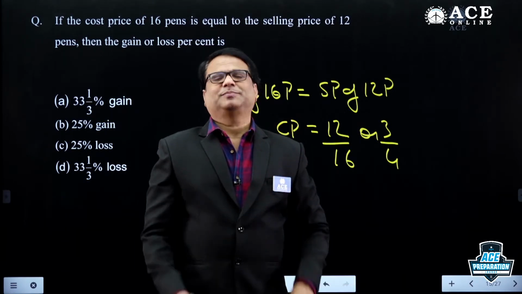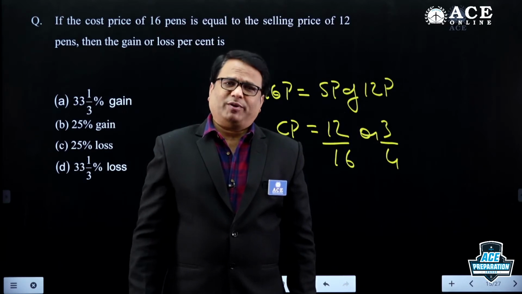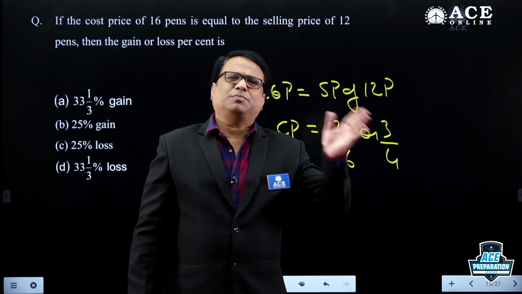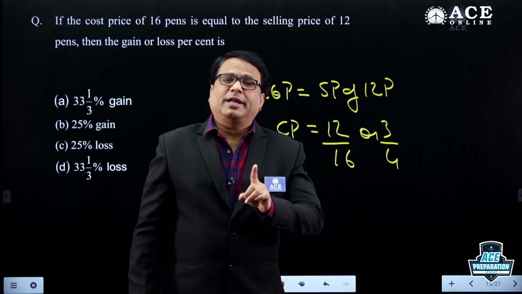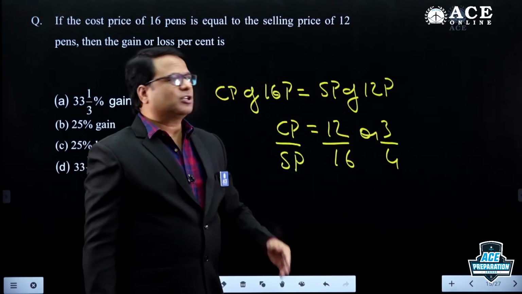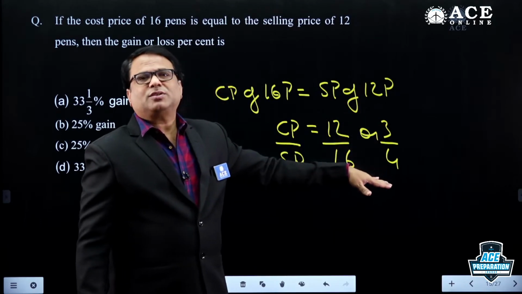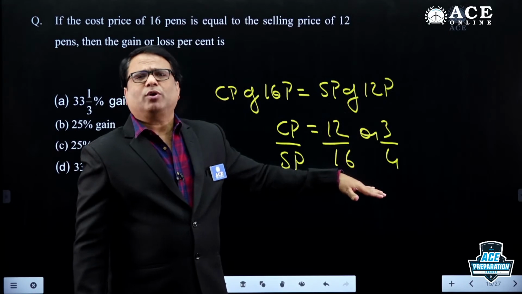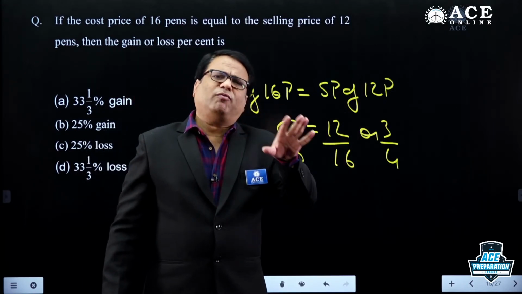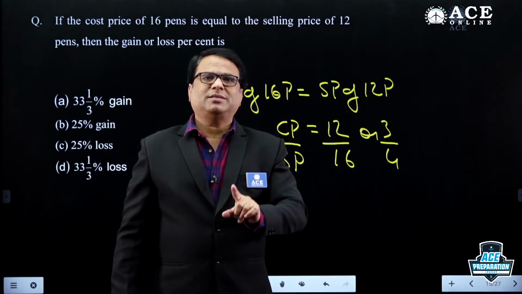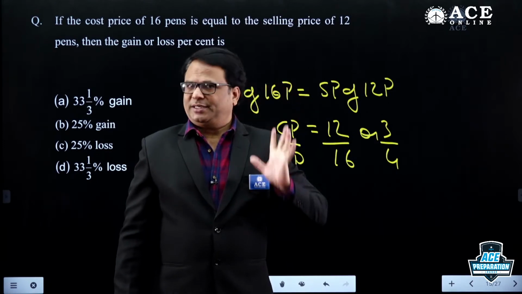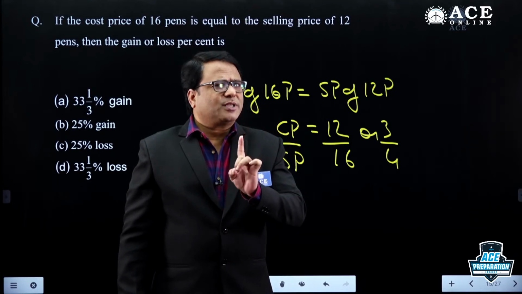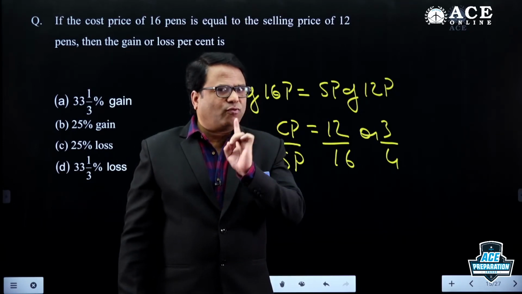We have to calculate. To calculate profit percentage, you can take any pair of values as cost price and selling price, but the ratio must be 3:4. You can take cost price as 30 rupees, selling price as 40 rupees. You can take cost price as 300 rupees, selling price as 400 rupees. The point you have to remember is cost price and selling price must be in the ratio 3:4.